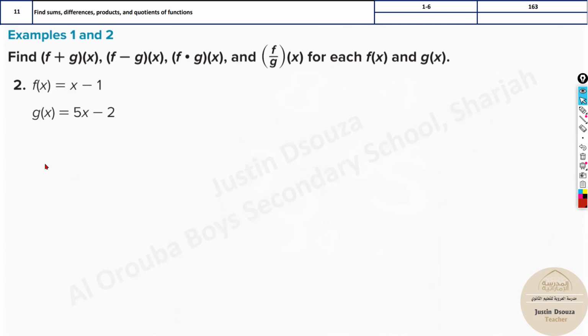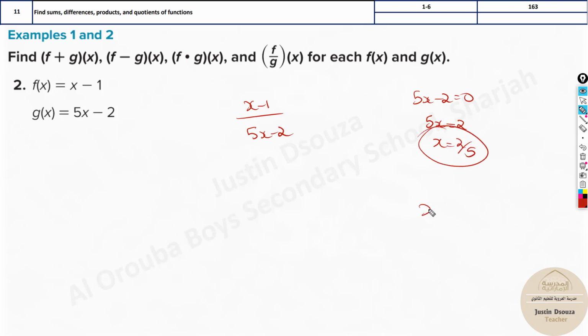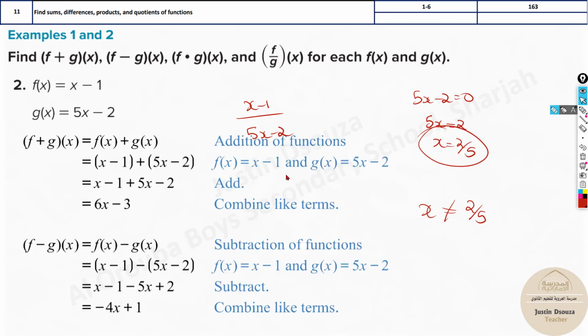Same thing over here. I'll just do the last division part. Over here it will be x minus 1 divided by 5x minus 2. Here you should just equate 5x minus 2 equals 0 and solve. 5x equals 2, x equals 2 by 5. This is the excluded value. x cannot be equal to 2 by 5. I just put equal to and solved, and then I'm telling you the value of x equal to 2 by 5 cannot be possible over here in the denominator.